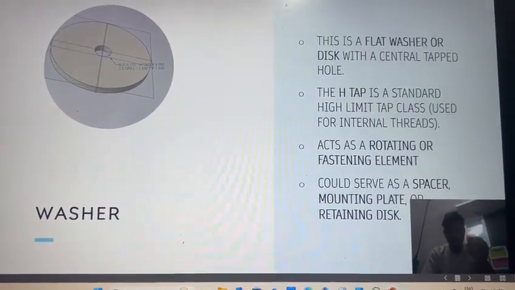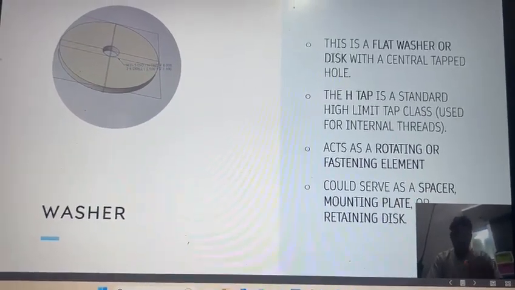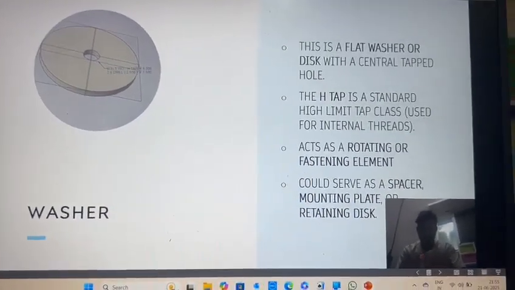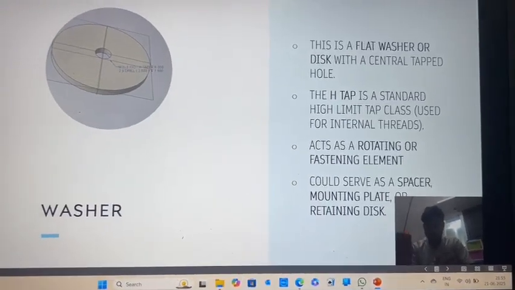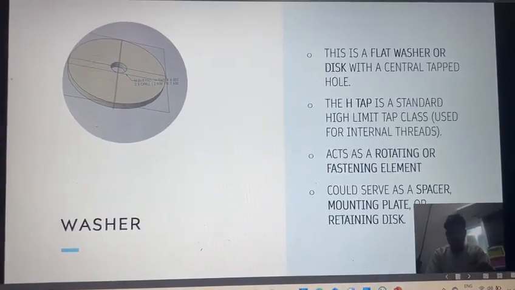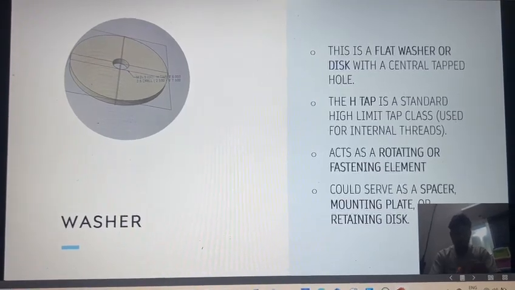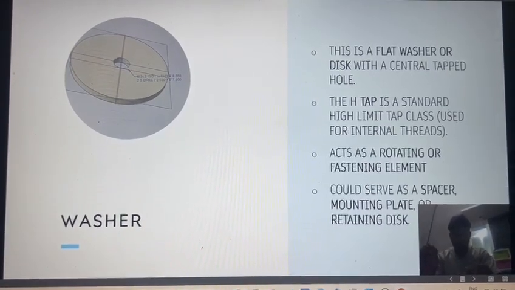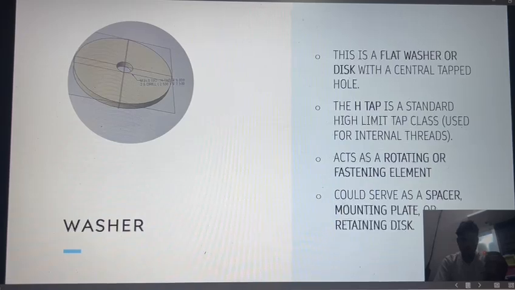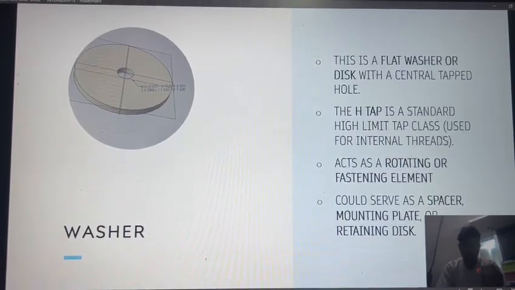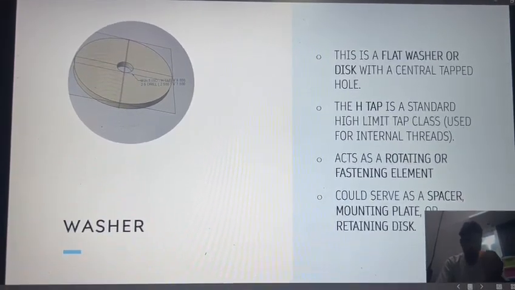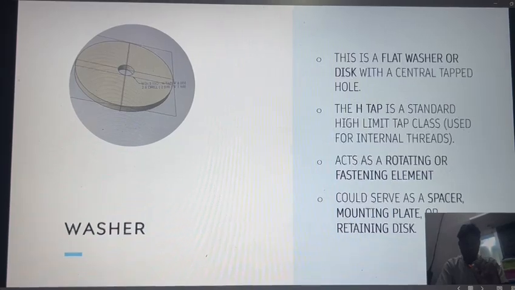The second part is the washer. This is a flat washer or disc with a center taper hole. You can see here it is a center taper hole. The H tap is a standard high limit. H is standard for high limit tap, plus it acts as a rotating or fastening element. It could serve as a spacer, mounting plate or a retaining disc.